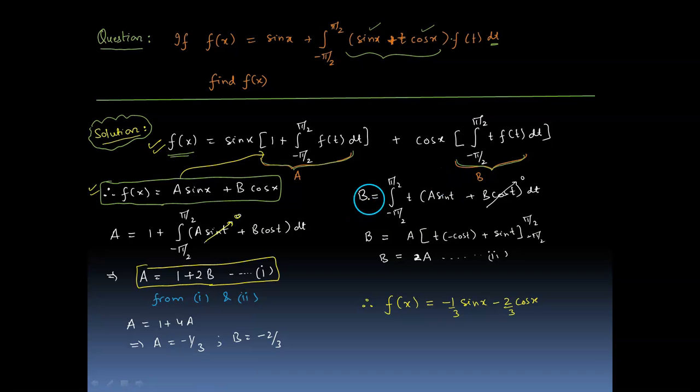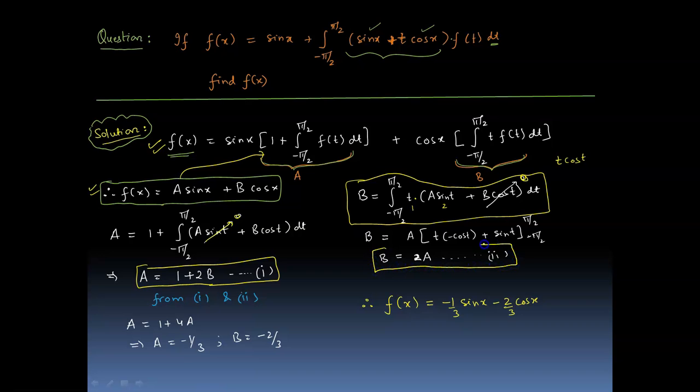Now what happens to the second one? So b is equal to integral minus pi by 2 to plus pi by 2 t into (a sin t plus b cos t). We can see over here that t into cos t, multiplication of an odd and an even function is odd and the limits are symmetric, therefore this integral is going to go to 0. The other, which is t into sin t, we can use integration by parts where t is the first function and sin t is the second function. So on integration by parts we get b is equal to 2a.